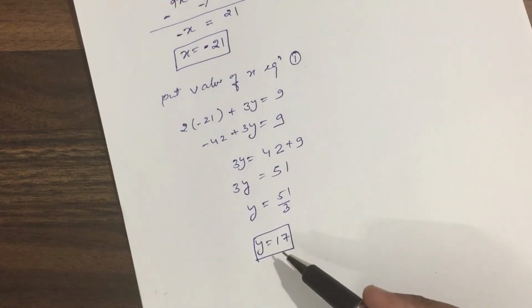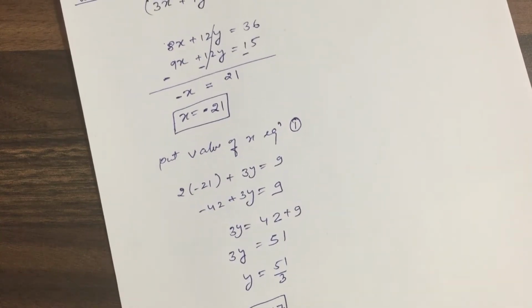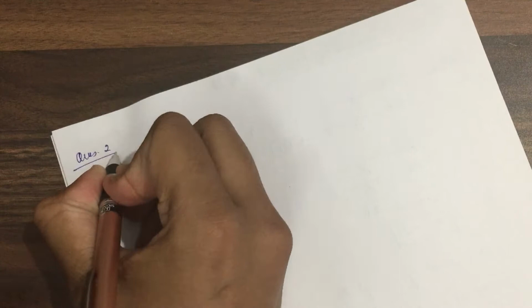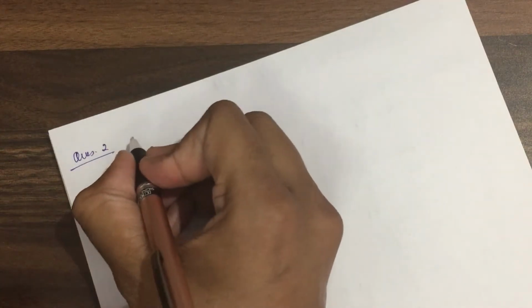I hope you have understood this. It is one of the easiest methods to get the answers. Okay, now we will take another example. In this section I will take 5 examples, each one different, so these questions will cover all the aspects. So question number 2 is a different question again.